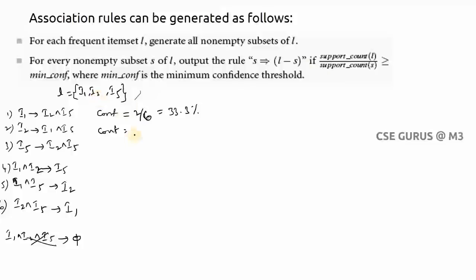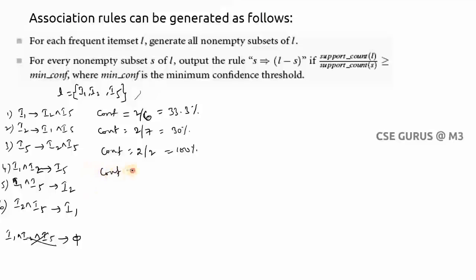Next, confidence is support count of L, of course 2 only, by the support count of S, the left-hand side, that is I2. What is the support count of I2? 7. You can see that. So this is approximately 30%. I am taking approximately. Next, confidence is support count of L, 2, by the left-hand side I5. What is the support count of I5? That is 2 only, which is 100%.